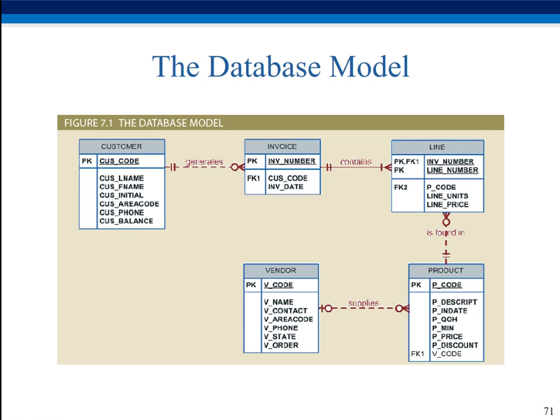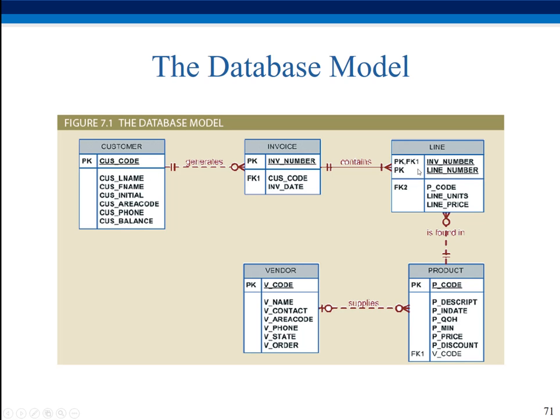So then we have each line item. Now notice you have a primary key and a foreign key and a primary key in here. And then you have a second foreign key. You can have multiple primary keys in here. So you have the invoice number and the line number are the primary keys. Invoice number is a foreign key, and these are foreign keys. The P code, line item, line units, and price are not.